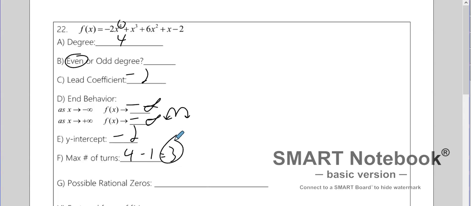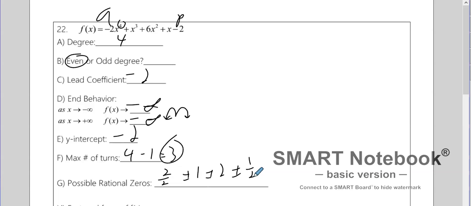Possible rational zeros, well, here's my P, here's my Q, so 2 over 2. So it's pretty much plus or minus 1, plus or minus 2, and then plus or minus 1 over 2, and 2 over 2 is 1. So that's 2, 4, 6 possibilities, and we're going to have 4 of them. Not a lot of possibilities.